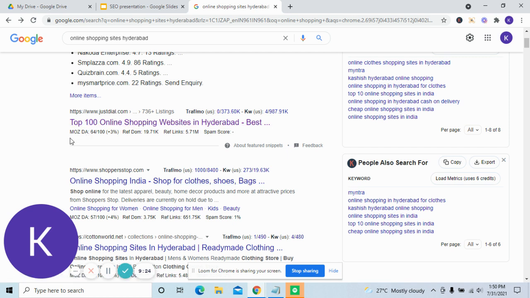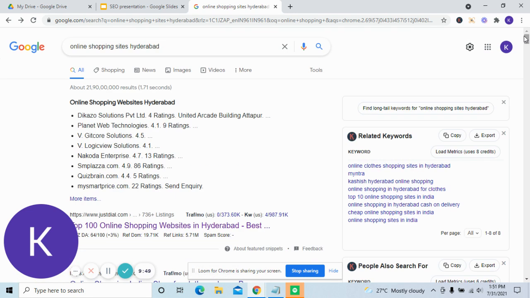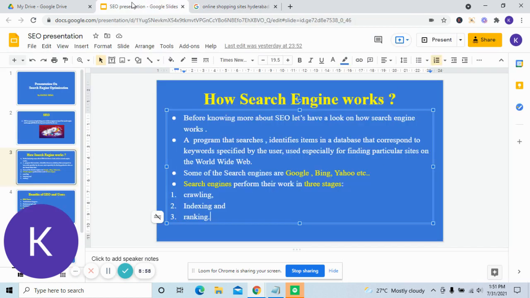Somehow this website is providing quality related content and links and many more things compared to the second one. So the search engine ranked just dial in first position. So that is the third stage performed by the search engine.